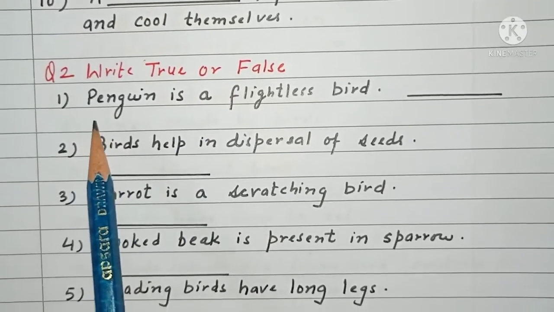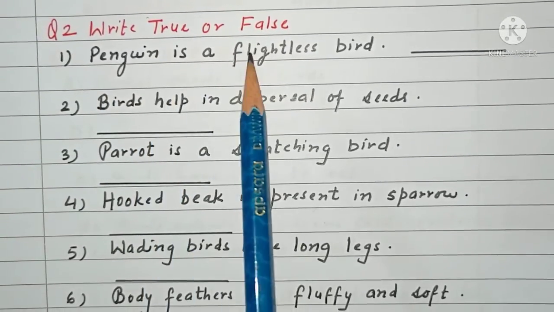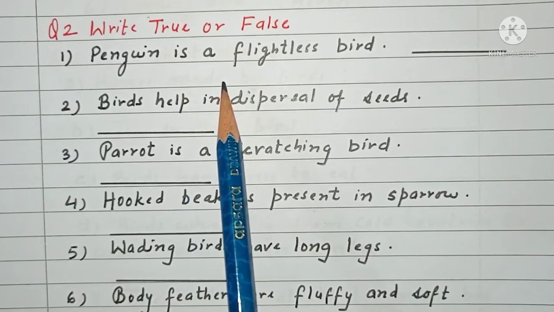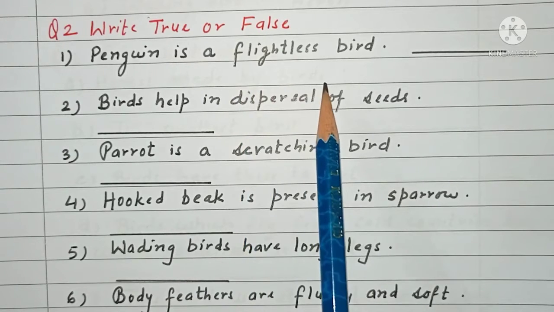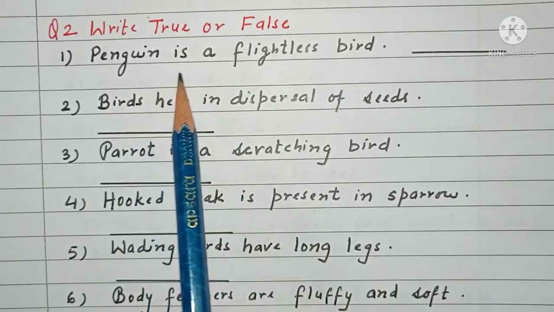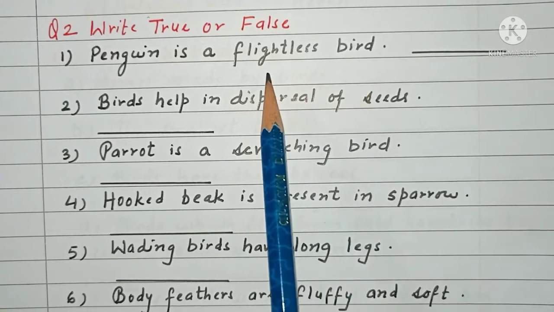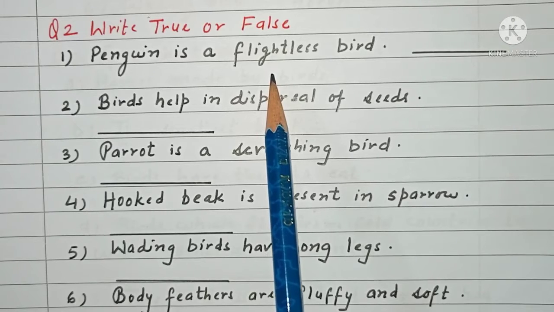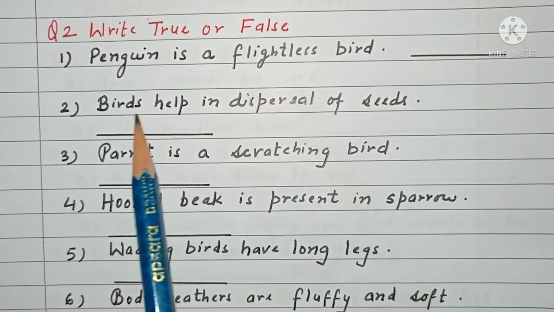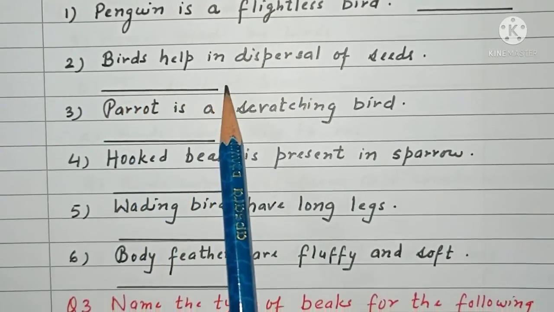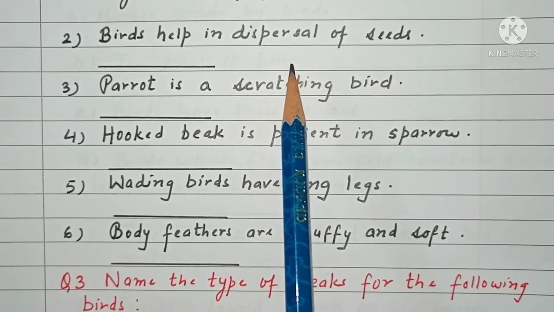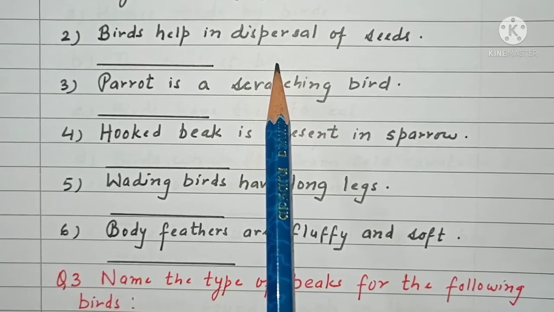Now in question number 2, you have to write down the complete true or false for the given sentences. You have to read the statement thoroughly and then write down whether that statement is true or false. Number 1, penguin is a flightless bird. Flightless means the bird which cannot fly. So along with penguin, we are having some more birds also. So recall and write down whether this is true or false. Number 2, birds help in dispersal of seeds. Dispersal means spreading of seeds. So if the birds help in spread of seeds, write down true.